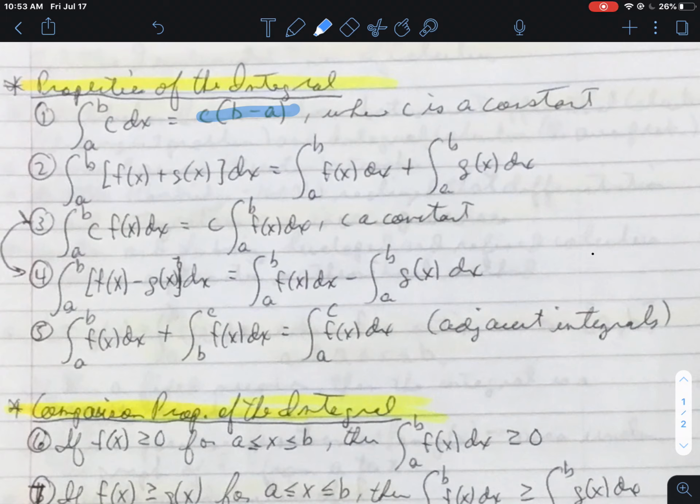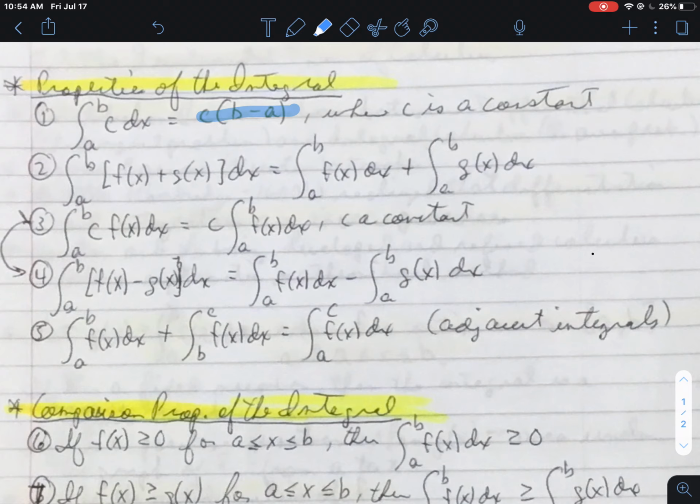Number 2, I've got the integral from a to b of f of x plus g of x dx is equal to the integral of f of x plus the integral of g of x. In other words, just like a derivative, maybe we had the similar property for derivatives. The integral of the sum of functions is equal to the sum of the individual integrals. So it allows us to integrate term by term. Just like differentiation, the derivative of a sum is equal to the sum of the derivatives. Same thing is true for integrals. So the integral of a sum is equal to the sum of the integrals.